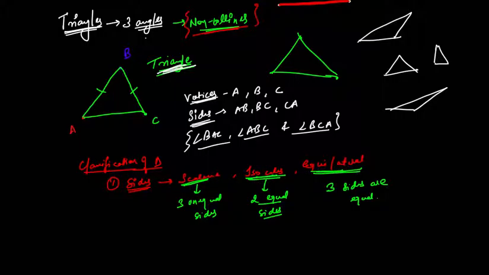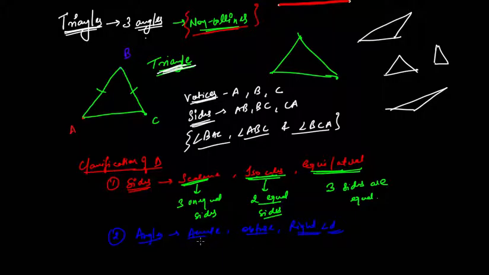Now the second classification we do is on the basis of angles. You know that when we have a triangle, obviously we'll have three angles. So on the basis of those angles, we have three different types of triangle, that is acute angle triangle, obtuse angle triangle, and then right angle triangle, right? So now let us see what is the meaning of acute angle triangle, obtuse angle triangle, and right angle triangle.